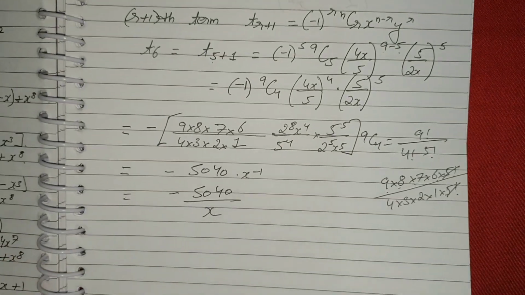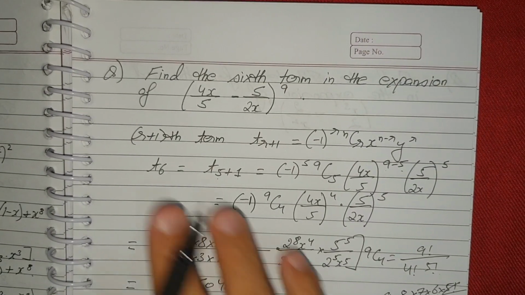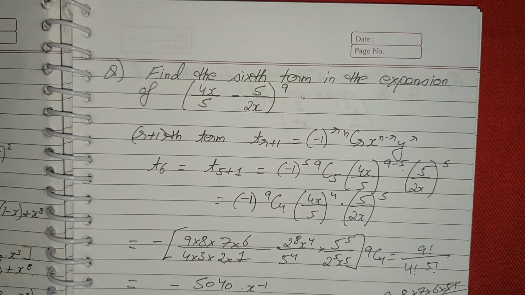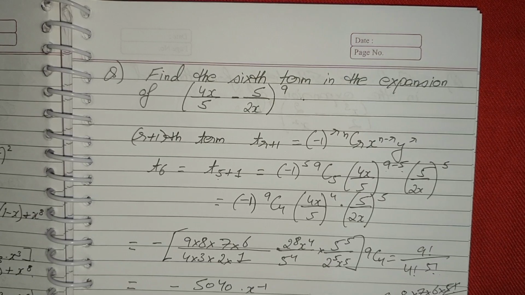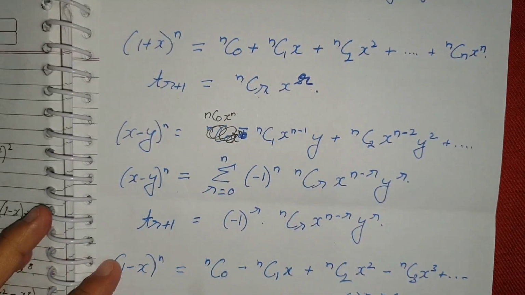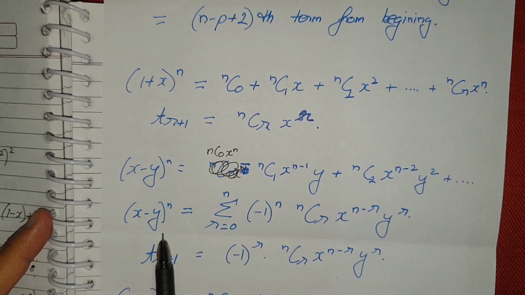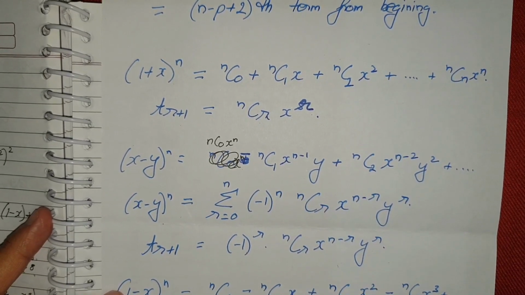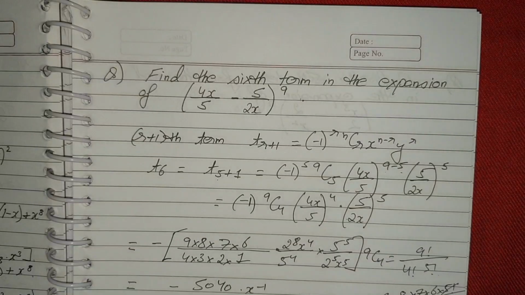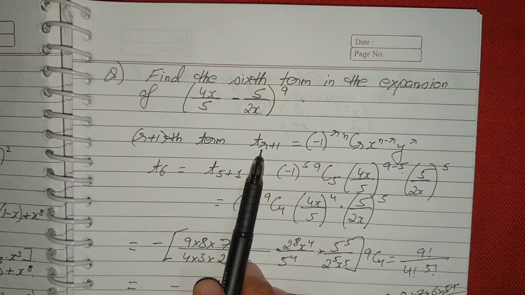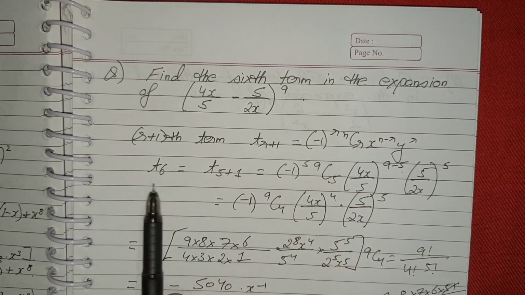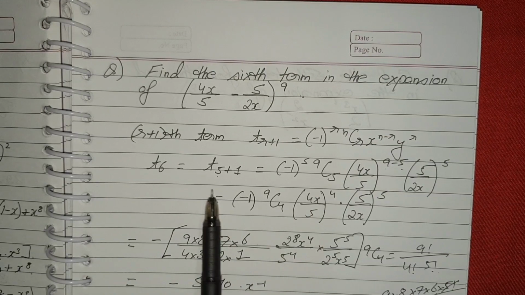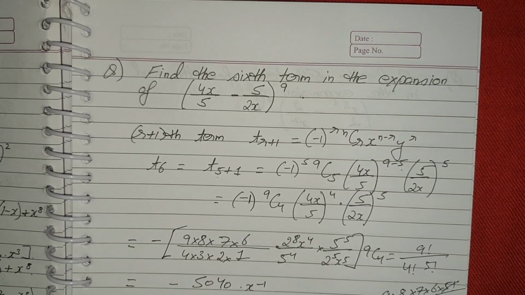So this is our sixth term in the expansion. To find the sixth term, what we have done is that we have taken the general term, given by the formula for (x minus y) to the power n: minus 1 to the power r, nCr, x to the power n minus r, y to the power r, and we take the r plus 1th term. So this was the sixth term, that is why we write T6 as T5 plus 1, that is the r plus 1th term. So the value of r is 5 over here.